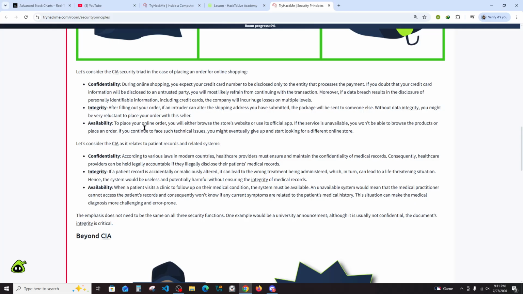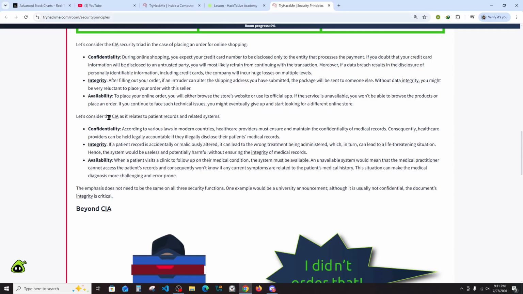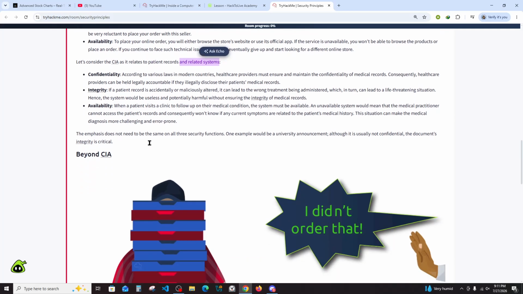Availability. To place your online order, you will either browse the store website or use its official app. If the service is unavailable, you wouldn't be able to browse the products or place an order. If you continue to face such technical issues, you might eventually give up and start looking for a different online store. Let's consider the CIA triad as it relates to patient records.